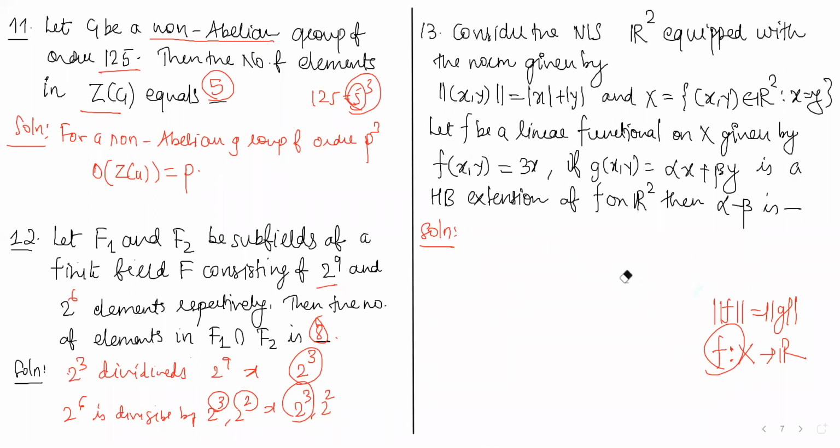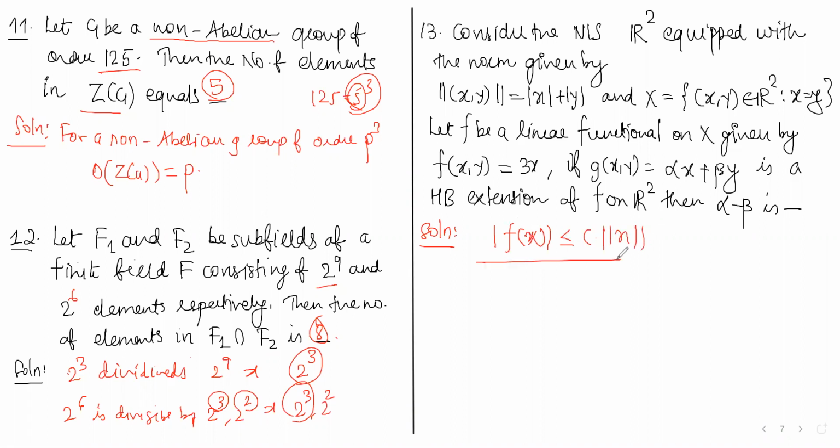So we will first show that f is a bounded linear functional. A linear function is said to be bounded when mod f of x is less than or equal to some c times norm of x. Then f is said to be a bounded linear functional. So we have to show that this f is a bounded linear functional, and we have to calculate its norm.